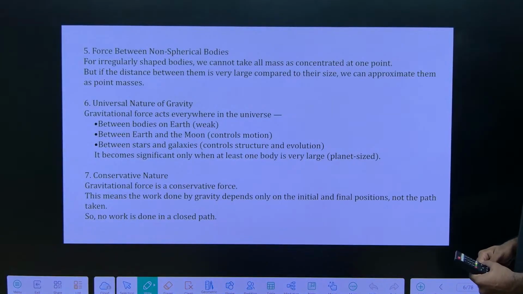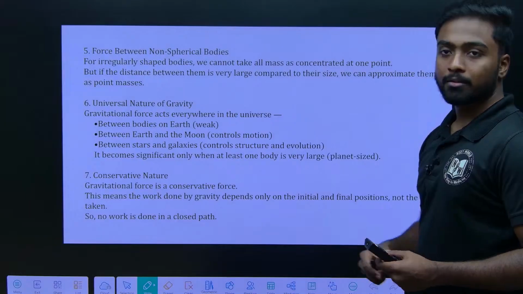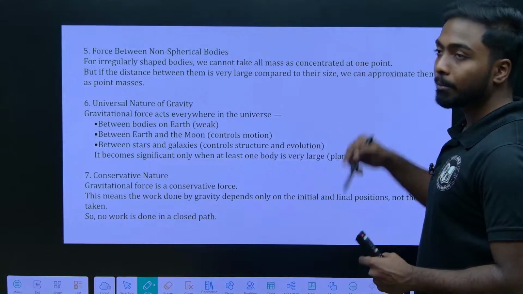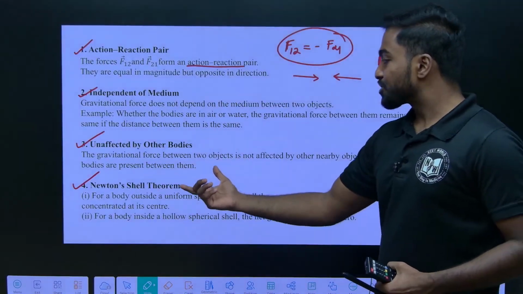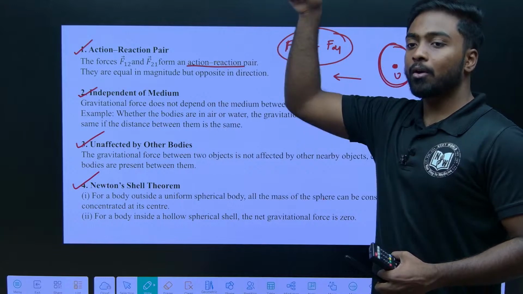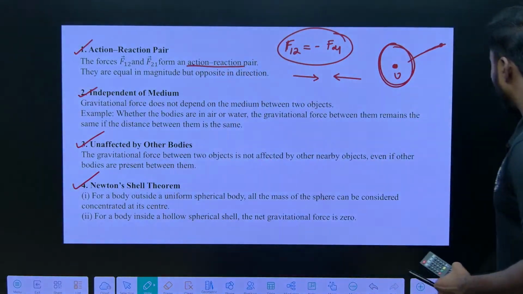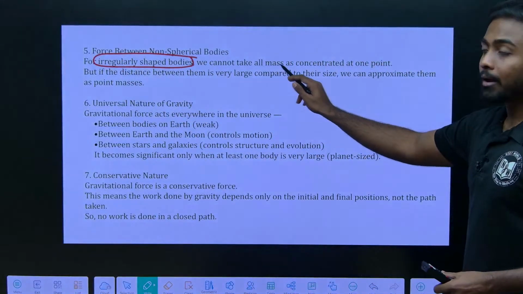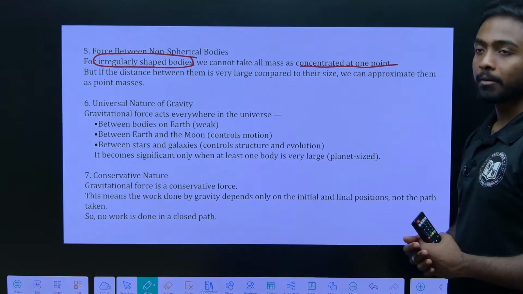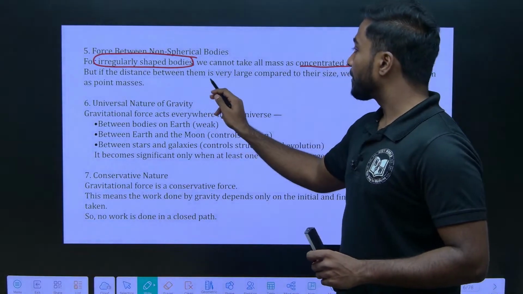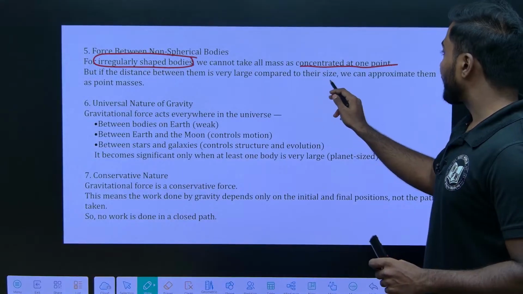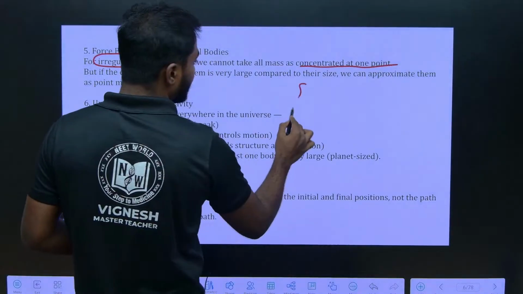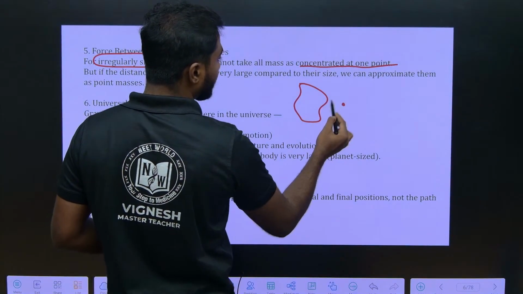Okay. Fifth point, force between non-spherical bodies. For irregular shaped bodies, we cannot say all masses are concentrated at one point. When I talk about a spherical shell, the mass will be concentrated at the center. When I talk about irregular shaped bodies, we cannot take all masses concentrated at one point. But if the distance between them is very large compared to their size, we can approximately take it as a point mass.